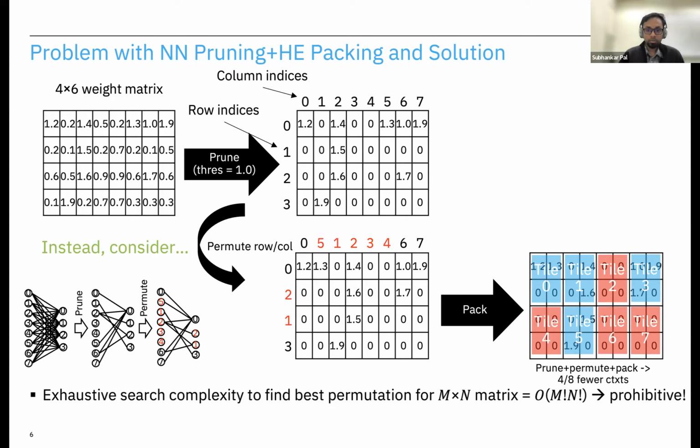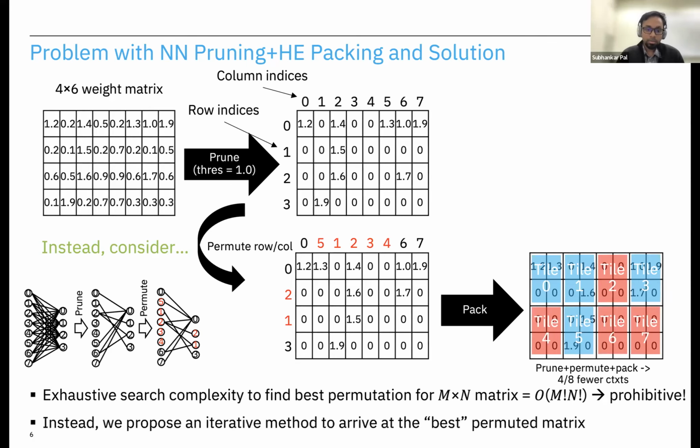So how do we do this permutation? That's the next logical question. If you were to do it exhaustively, it gets really difficult because for an m by n matrix, the complexity is on the order of m factorial times n factorial, and that gets prohibitively large for any decently sized weight tensor in a neural network. So instead, we propose to do it in an iterative manner, and I'll explain that in the next slide.